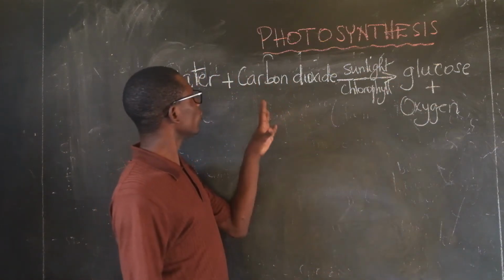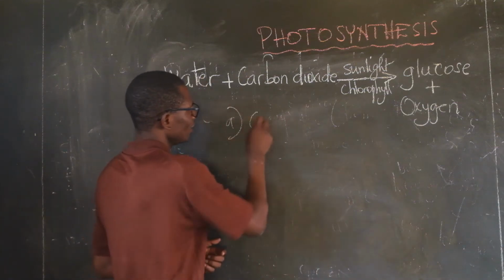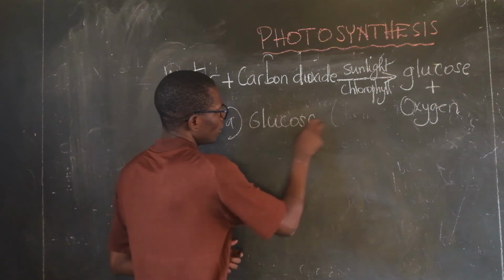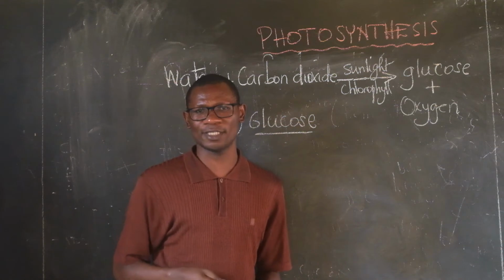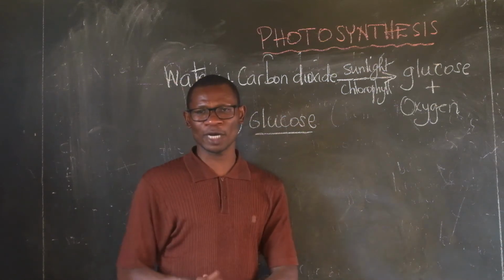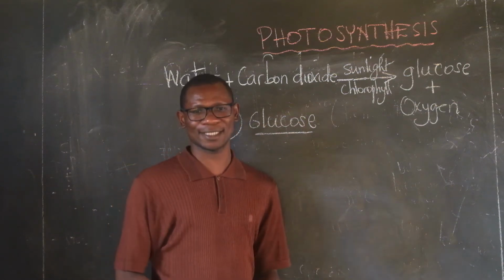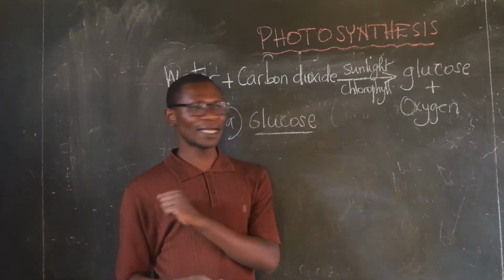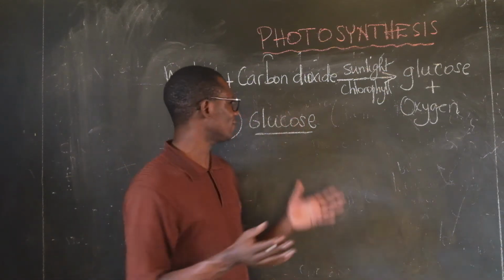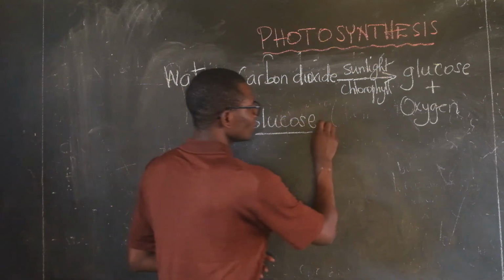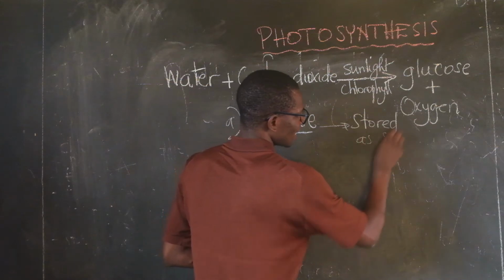The products of photosynthesis are two. One is the glucose. The glucose is the simple form of carbohydrates. The simple form of carbohydrates is used by the plants as food. But because the plants can make excessive quantity of glucose, this glucose will be stored as starch.